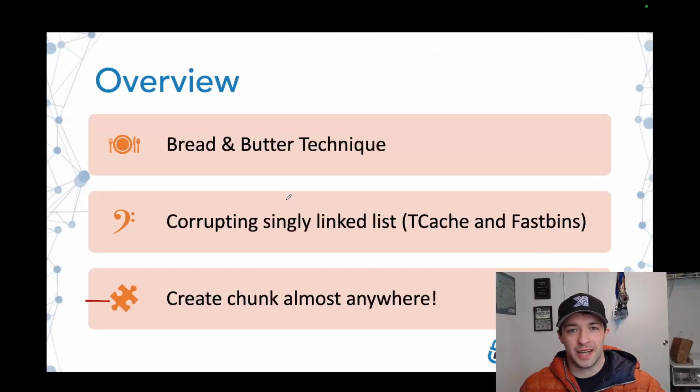First, it's a bread and butter technique. This is one of the first techniques that I think is worth learning. It's really powerful, and it's fairly obvious once you understand how the allocator works. The idea is we're going to corrupt the item of a singly linked list to have it point somewhere else. And now that we have it pointing somewhere else, we can have a chunk there. Because we can have a chunk in an unexpected location, we can cause all sorts of havoc.